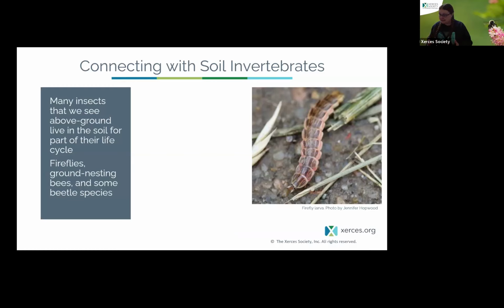Insects may spend their whole entire life cycle in the soil, but some of them spend part of their life cycle in the soil, either larva or pupa. And they do different functions sometimes as they switch to different life stages.